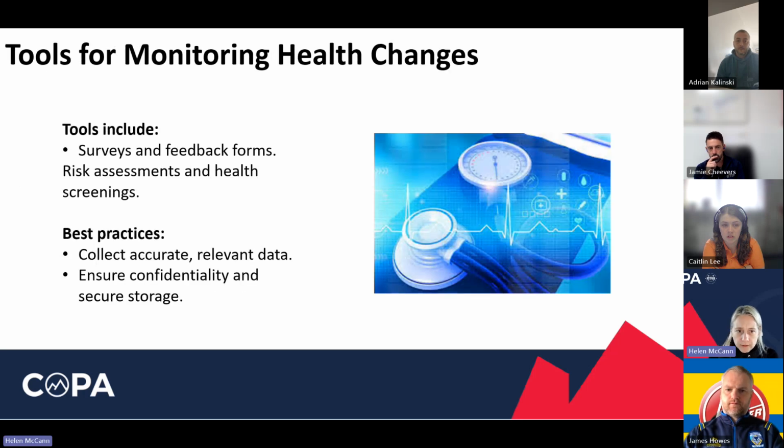So this slide is about tools for monitoring health changes. We're going to explore tools that can help monitor and measure your health outcomes. Tools include surveys, risk assessments, health screening, and the best practice is to focus on collecting accurate, relevant data while maintaining confidentiality. Using these tools ensures you can track progress and measure the impact of interventions. Applying them effectively helps you achieve meaningful health outcomes. So what tools have you found most useful for tracking health changes?